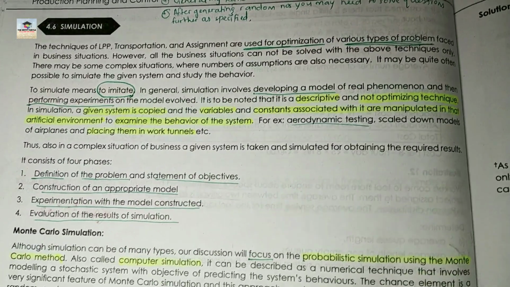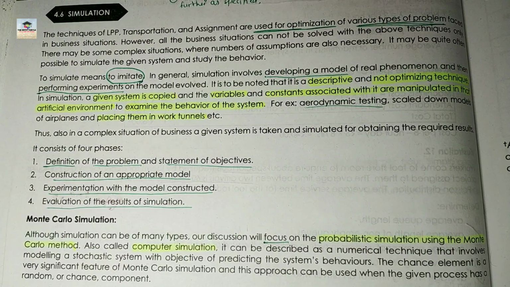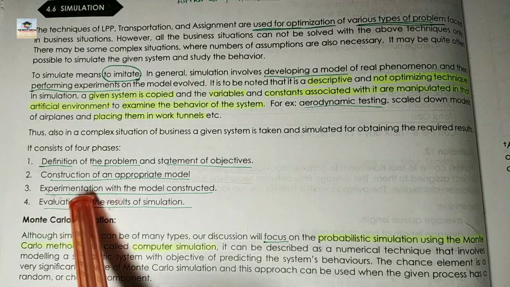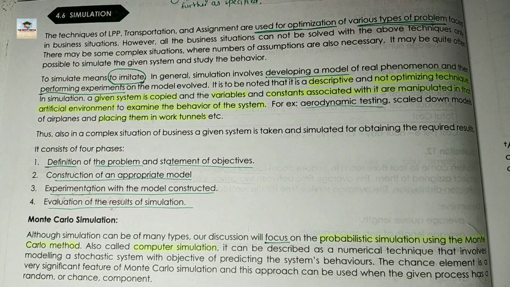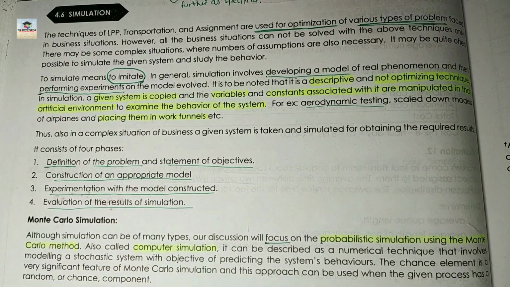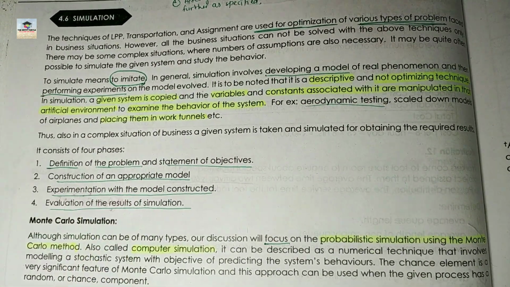In any complex situation, there are 4 phases where simulation is used. So the first phase is definition of the problem and statement of objectives. Like, you have to define the problem and you have to understand the objectives of solving the problem. Then the second phase is construction of an appropriate model. There must be an appropriate model which you need to construct. The third point is experimentation with the model constructed.